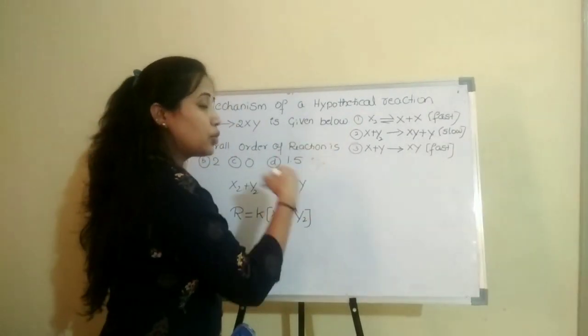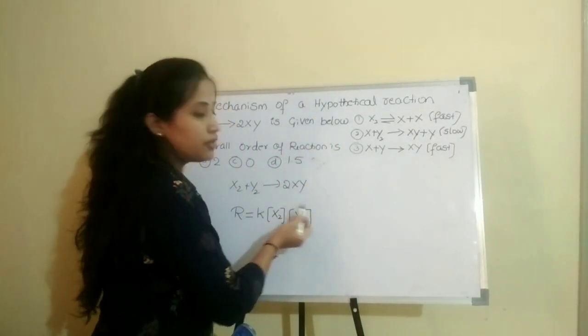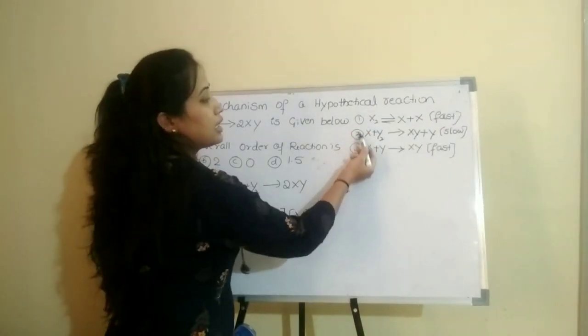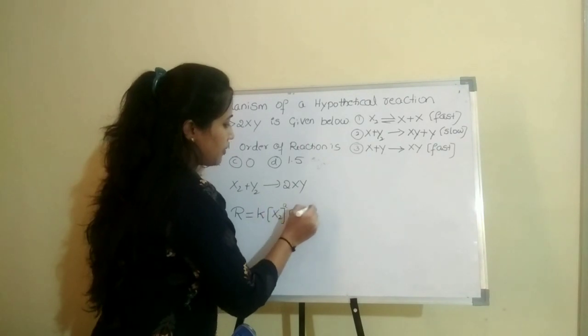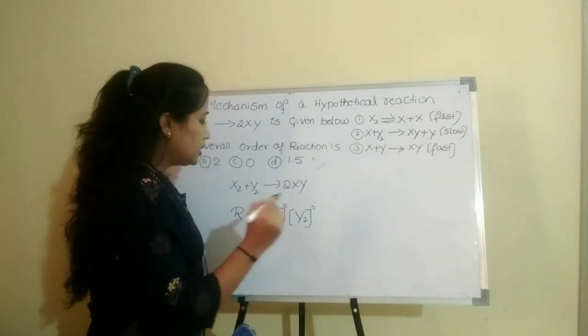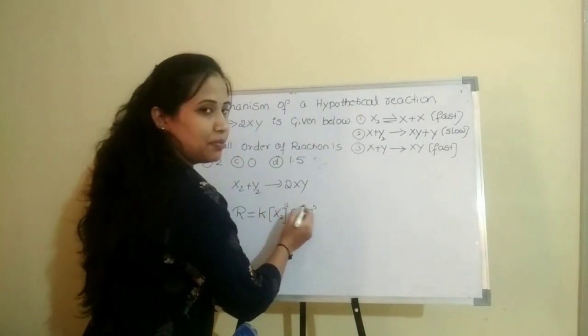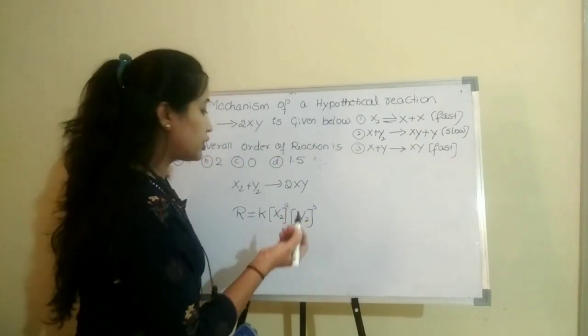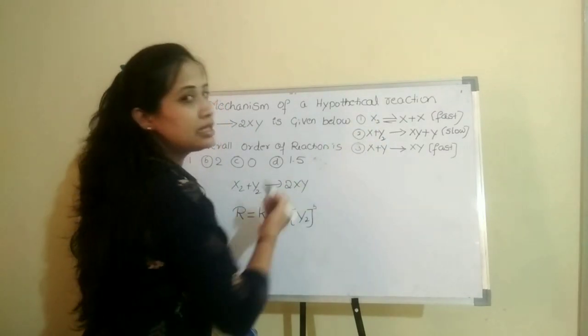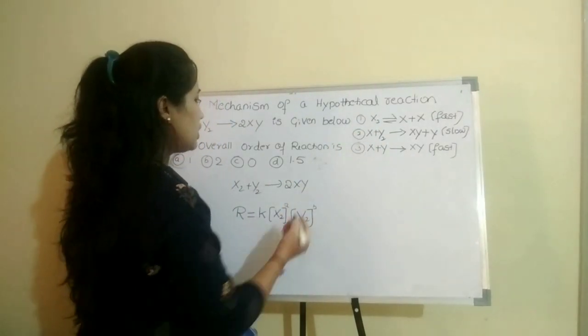If it had been a single step, we could have directly found the order, but it is taking place in multiple steps. So let's take this power as a and this power as b. Now if we add a plus b, that gives exactly the order of the reaction. For that we need to consider the three steps here. So how are we going to calculate?